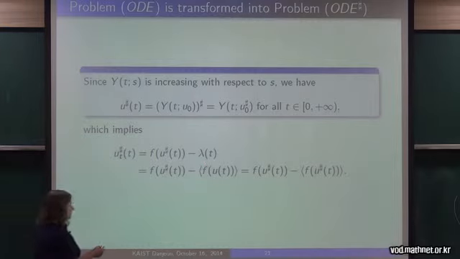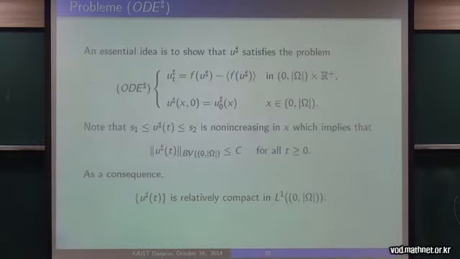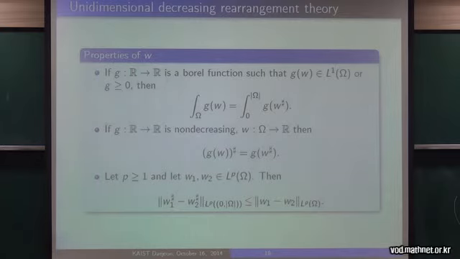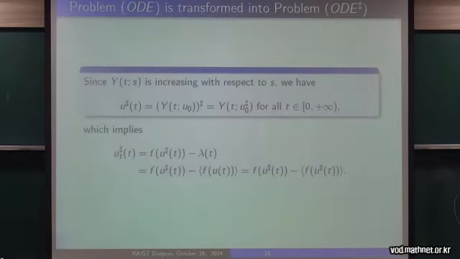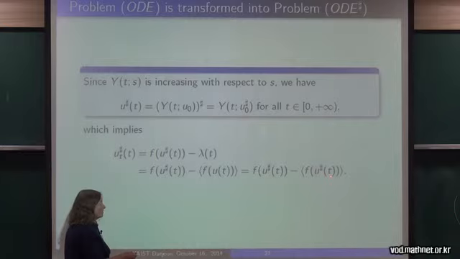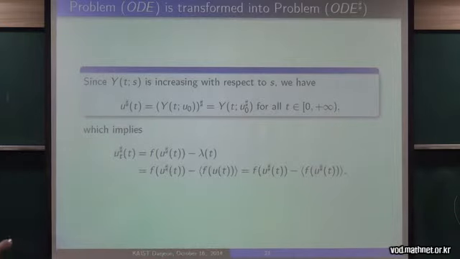But we had another useful property here, that the integral of g of w, if g was non-negative, was equal to the integral of g of w sharp on omega sharp. So we'll use it here, and we get that the average of f of u on omega is equal to the average of f of u sharp on omega sharp. And we see that we have exactly the same ordinary differential equation.